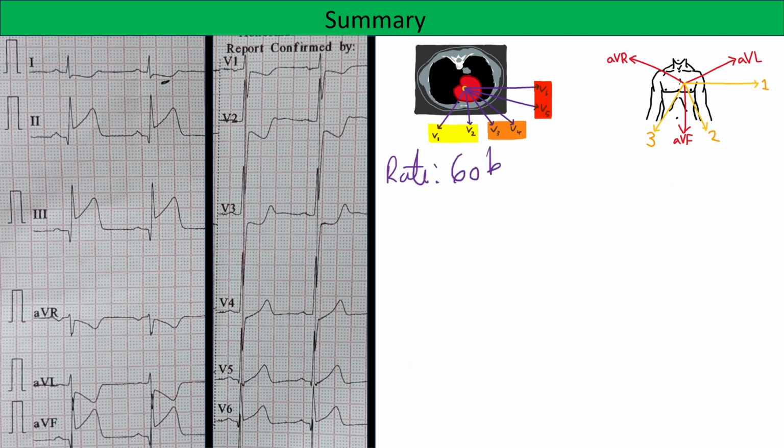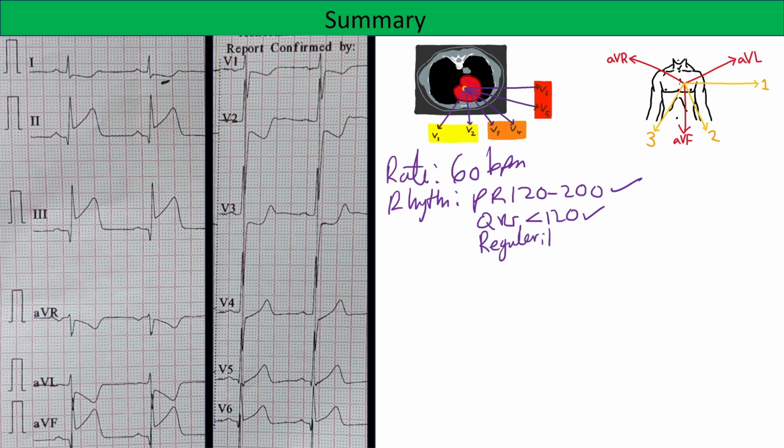So rate, 60 beats per minute. Rhythm. The PR interval was between 120 and 200, so this was normal. The QRS was less than 120, so again this was normal. Now there's two other things you want to look at when you look at rhythm. The first one is regularity. Now we'd have to go quite far back, but remember this rhythm was regular.